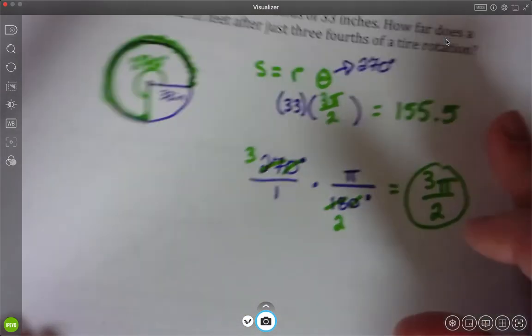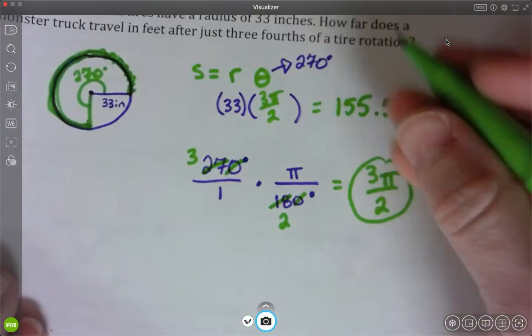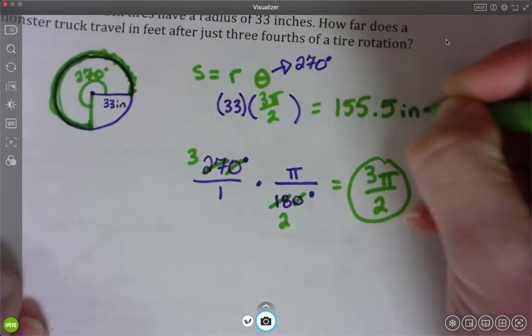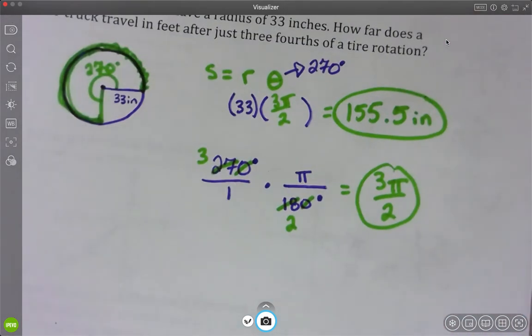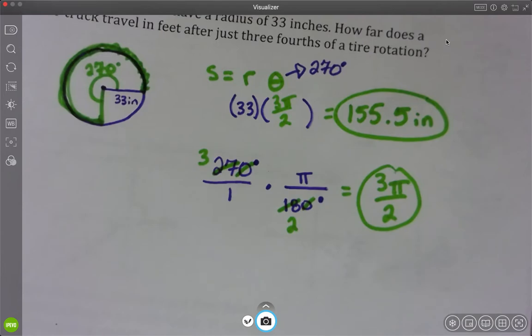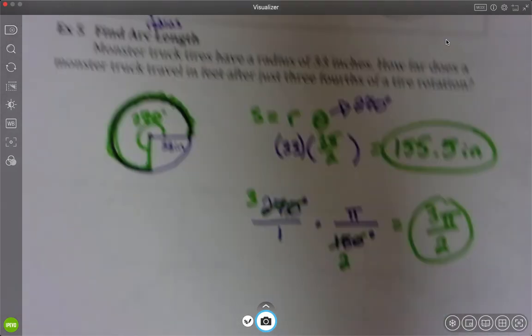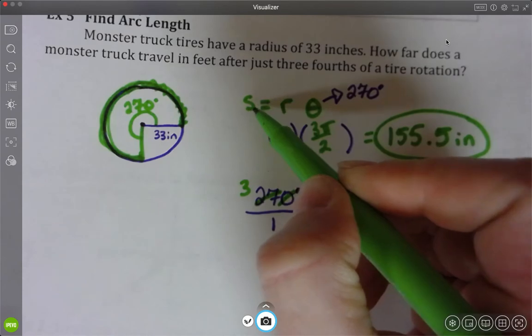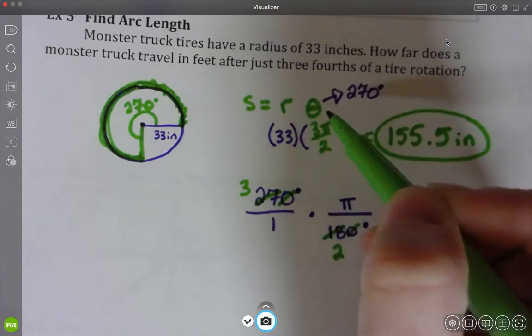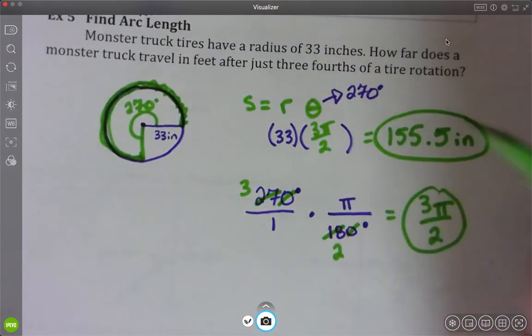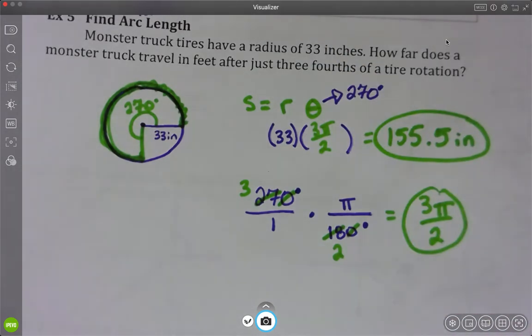Since our radius was in inches, the monster truck has traveled 155.5 inches. Not very far, but again, we're only going 3/4 of a tire rotation. So that's not very far. But there's that. So the length of the arc is the radius times the angle, but the angle needs to be in radians first, so you're going to have to convert, and then you can just multiply them together. Okay, that's all I have.